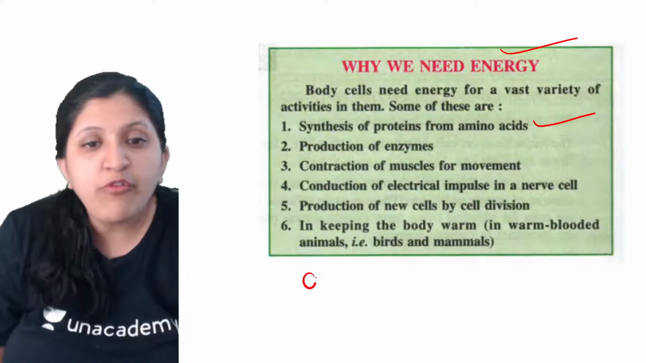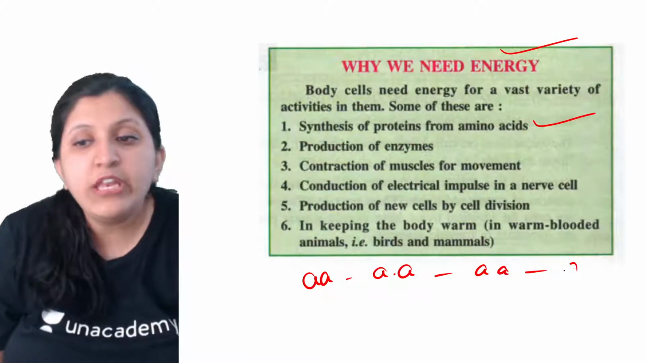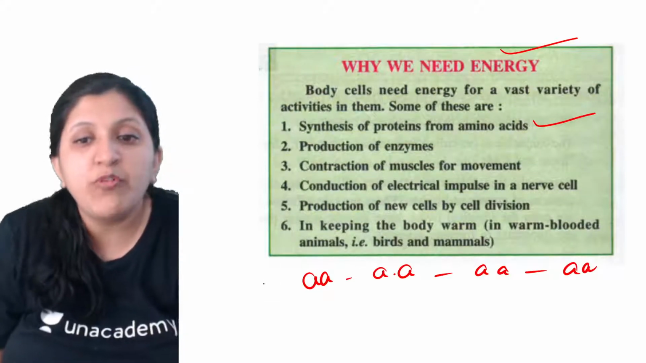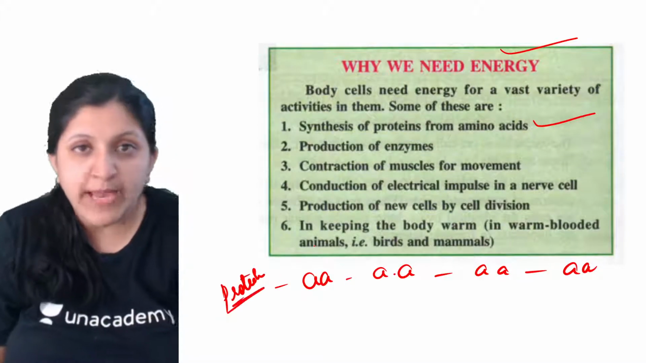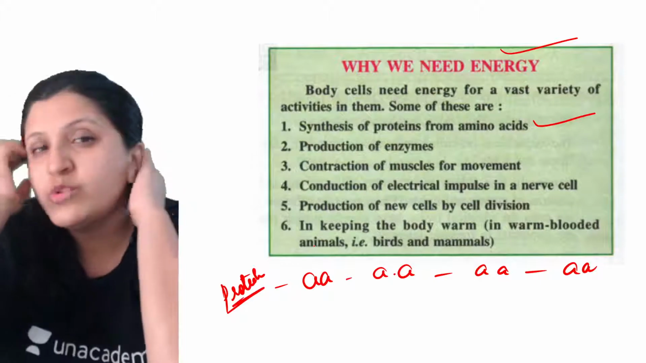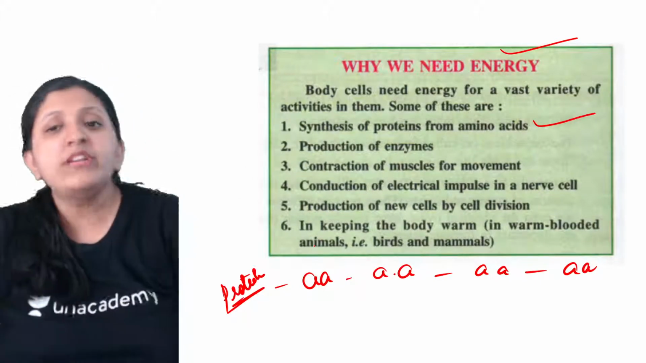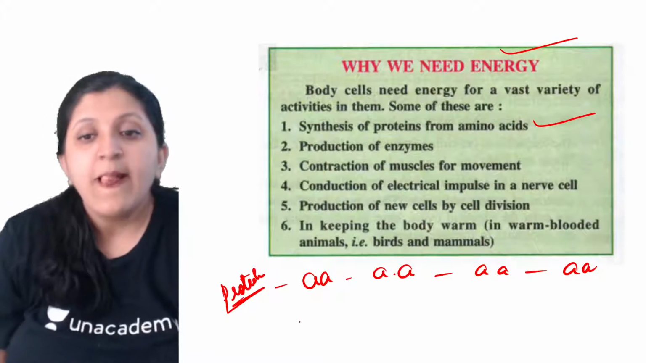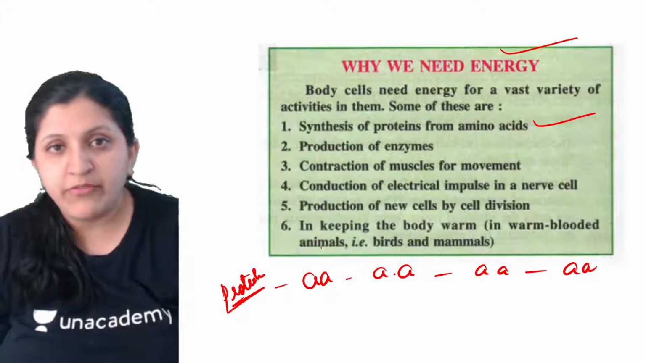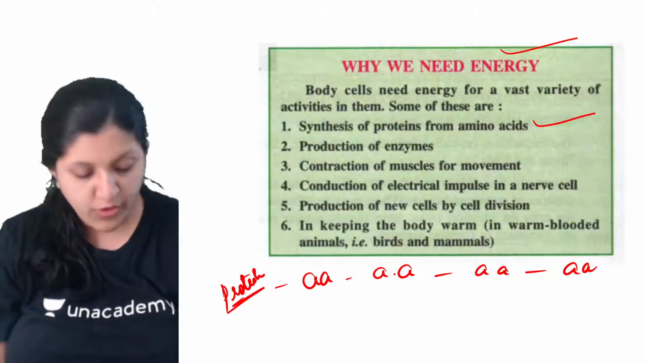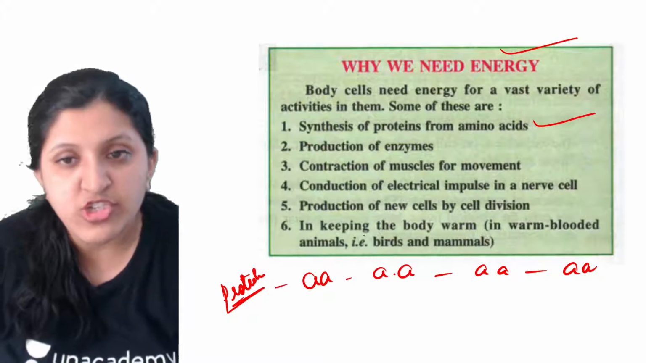Now, many amino acids you have consumed, and we need to form different types of protein. There are different types of amino acids: leucine, valine, glycine, tryptophan, histidine. Based on their chain we are going to name them individually, like separate names are given for a protein. So for protein synthesis, energy is required.